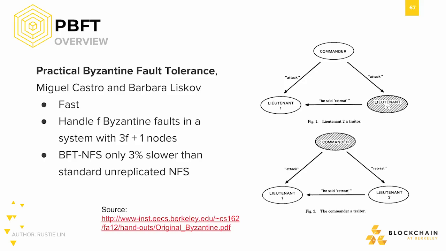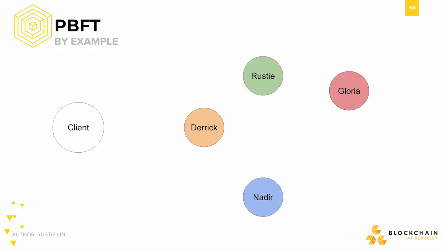The original PBFT paper showed that when integrated with standard unreplicated NFS, a distributed file system protocol developed by Sun Microsystems in 1984, the resulting BFT NFS is only 3% slower, despite the fact that it can now withstand Byzantine faults. The main PBFT algorithm consists of 3 phases: pre-prepare, prepare, and commit.